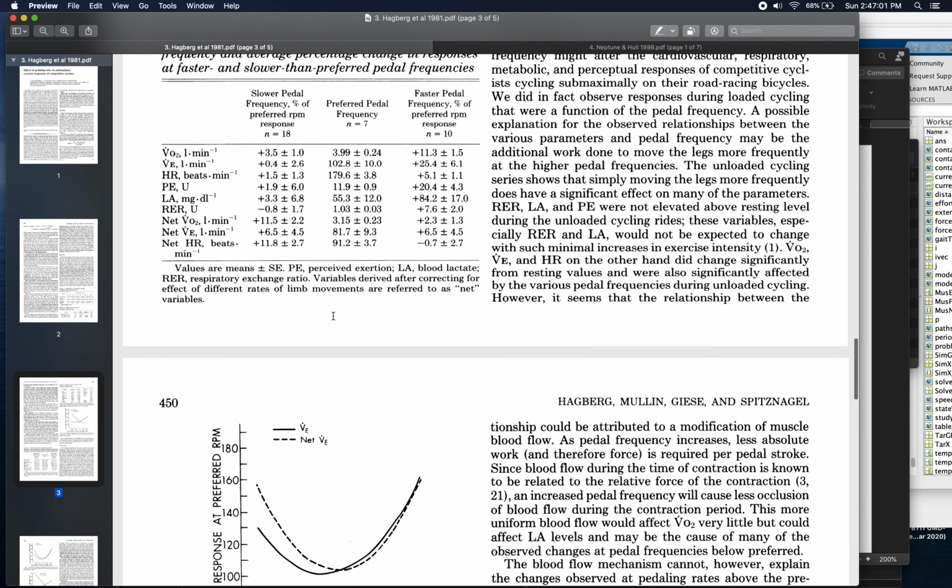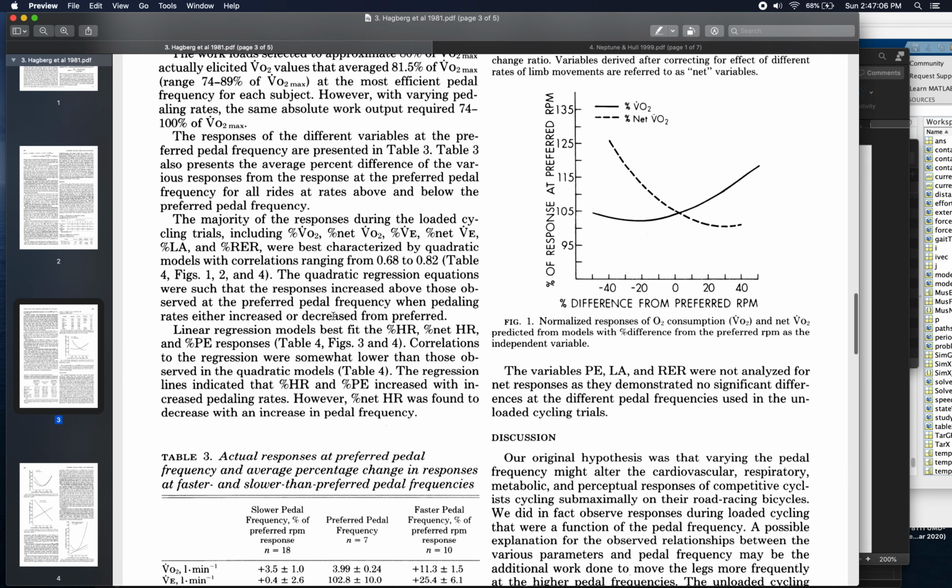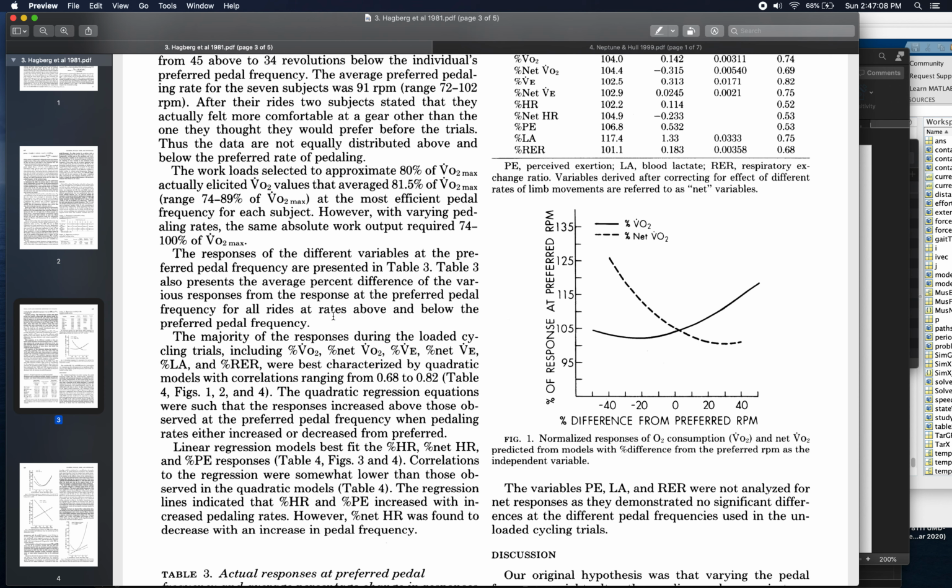If you dig into the actual results of the data here, it looks a little bit like most of their variables were also minimized at slightly slower pedaling rates, like pedaling rates in the range of 60 to 70 to 80 RPMs rather than the preferred rate of 90 RPMs. So in each of the figures that they have shown in the paper here, on the x-axis is the percent difference from preferred. So if it's to the left of 0 here on the x-axis, that means slower than the preferred pedaling rate. And if it's to the right, that means higher than the preferred pedaling rate.